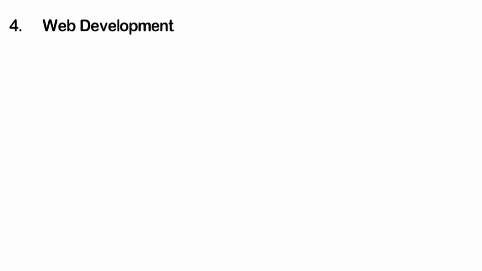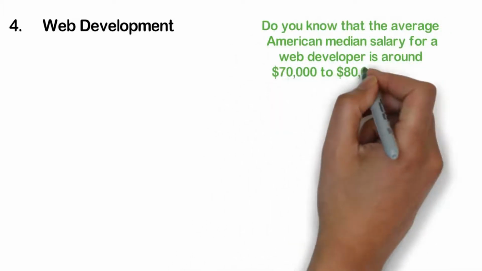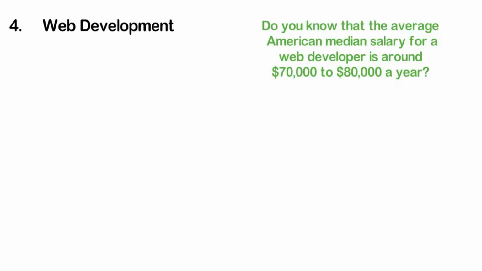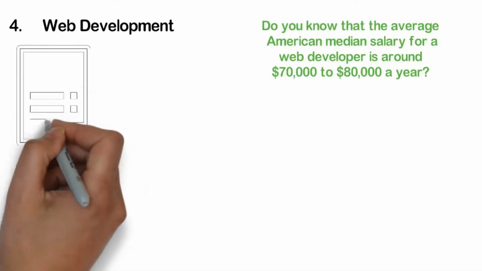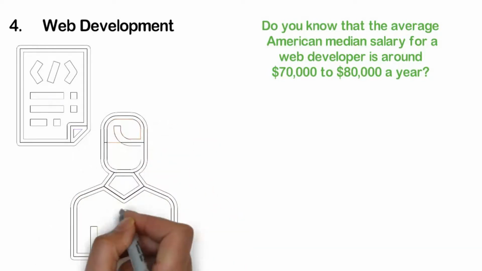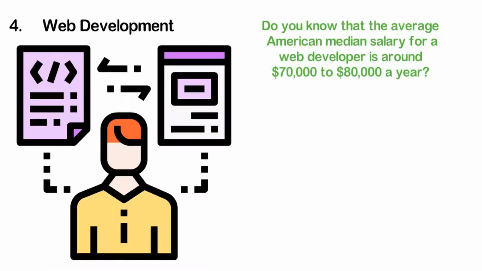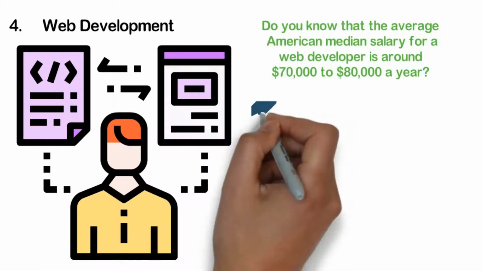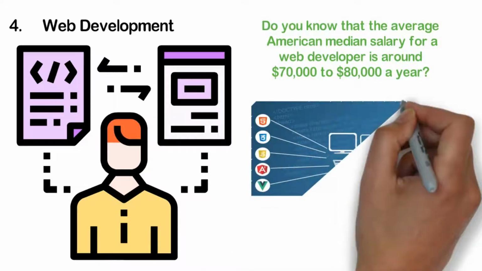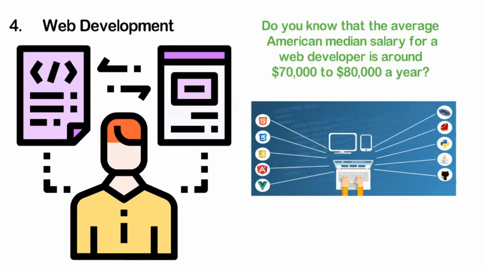4. Web development. Do you know that the average American median salary for a web developer is around $70,000 to $80,000 a year? Pretty great if I can make this much from the comfort of my couch. You will need to know some advanced level programming and coding for this job. But by the end of the day, it will be worth it. Again, your platforms for the jobs are the online freelance marketplaces. Upload your portfolio, make the most attractive profile, and wait for a few good orders, and ta-da!